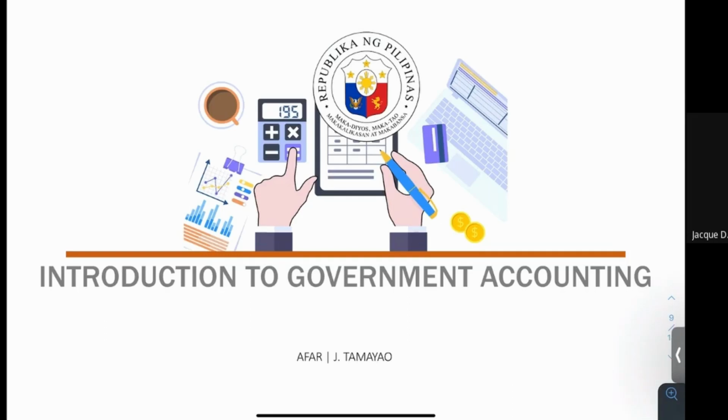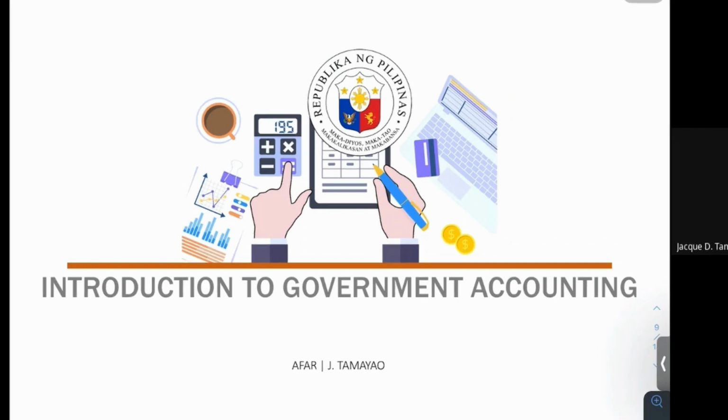For this session, we will go to the second part of our introduction to government accounting. Previously, we have discussed already the concept of government versus a commercial enterprise. We also talked about government accounting per se, the functions, the users, the objectives, and the definition of government accounting. Now we go through the next part of our discussion for introduction.